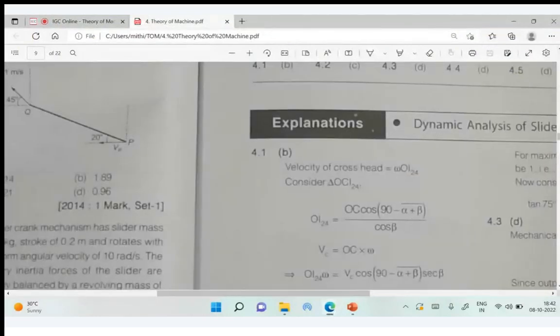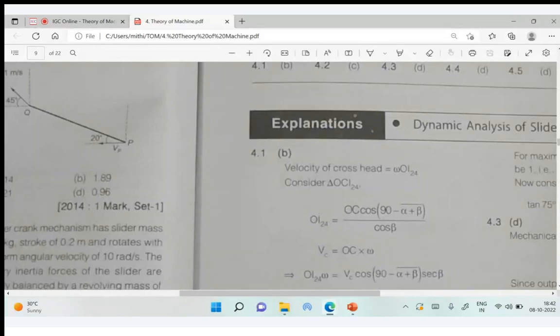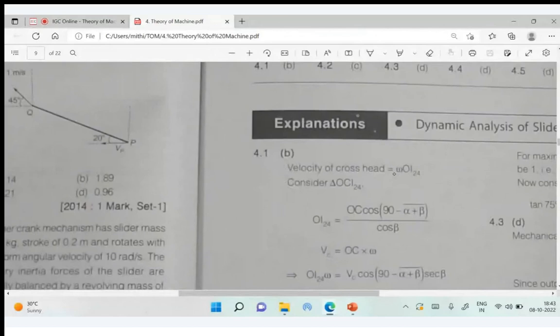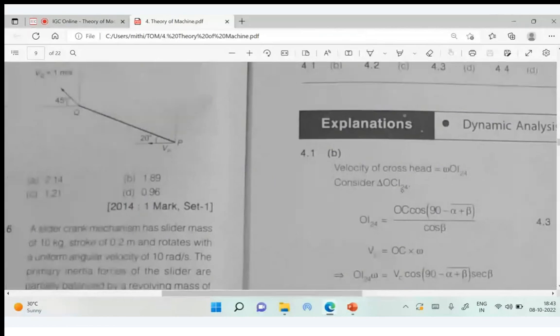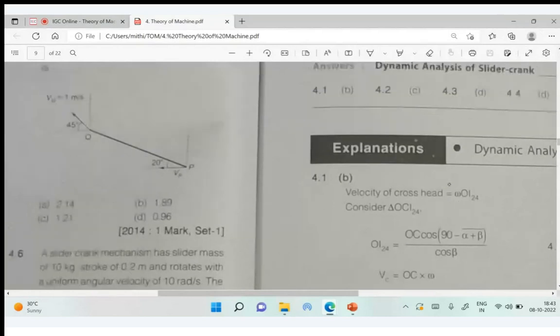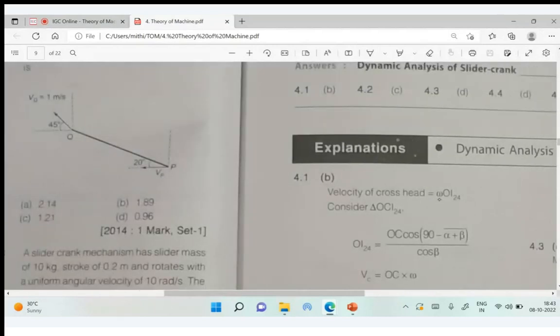Here you have the definition of cross-head velocity. I'm giving you the solution part of this question. Cross-head velocity is this: omega times I center 2 4. I'm back to your question now. So this is your cross-head velocity. Write down that the velocity of the head is omega times I center 2 4.